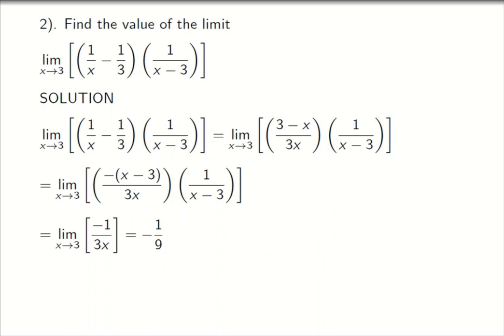Pretty cool, right? So it's very easy. Just that you have to think and know how to manipulate your question. Okay, let's move on to some difficult one and see.